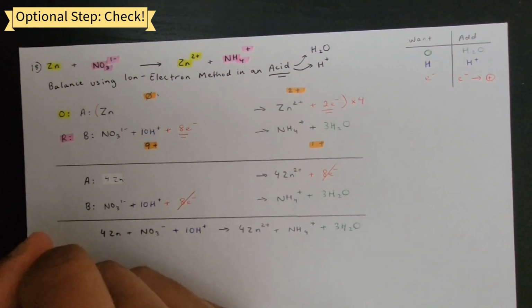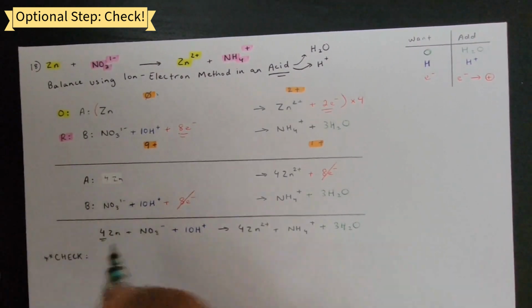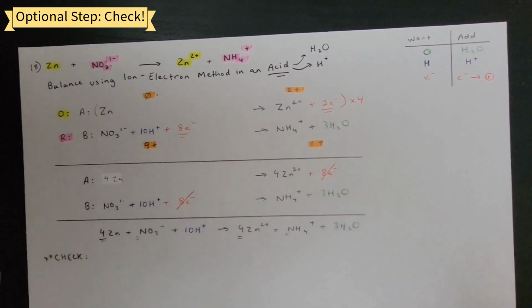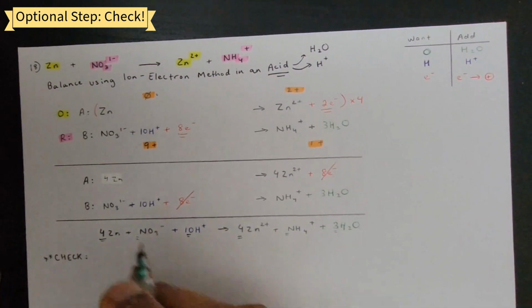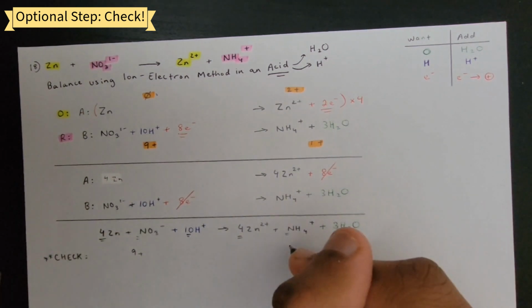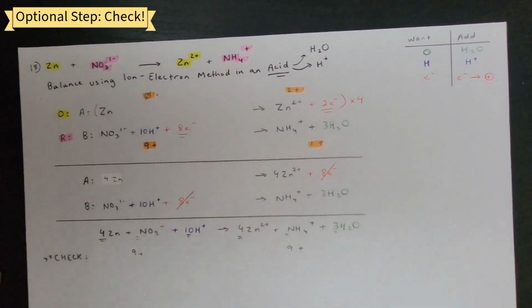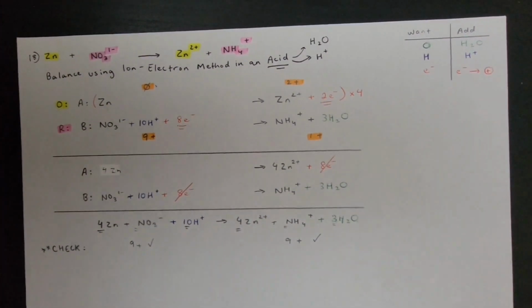Just to check that our final answer is right, we can see that the coefficients of Zn on each side are the same, N is the same on each side, H is the same on each side, and O is the same on each side. We can also see that the overall charge on both sides is 9+, which means that it is completely balanced using the ion-electron method in an acid.